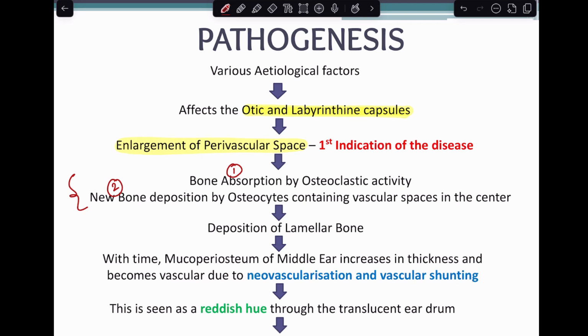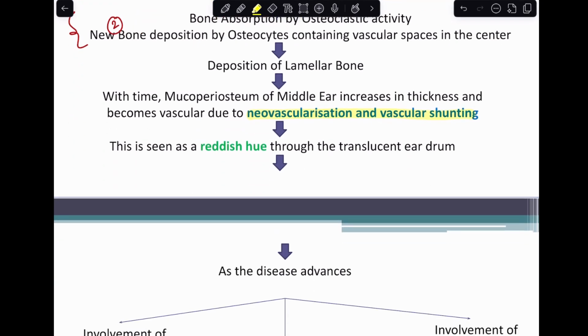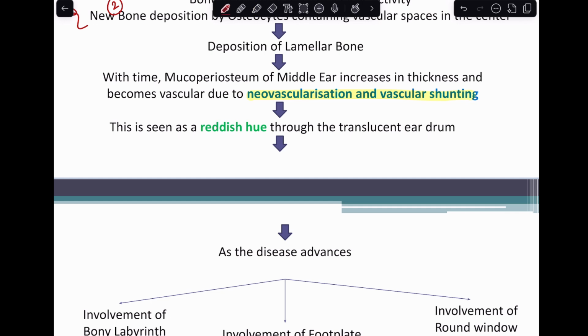And as more time passes, as more lamellar bone gets deposited, the mucoperiosteum of the middle ear starts to increase in thickness and it starts becoming more vascular because of neovascularization and vascular shunting. And this is when we see the characteristic sign on otoscopy, which is known as the Schwartze sign, also known as the flamingo pink sign, where we see a reddish hue through a translucent eardrum. I'll talk about this more in our second part of the series where I discuss the clinical features.